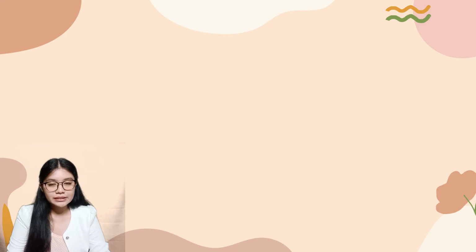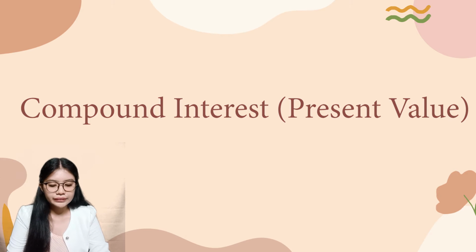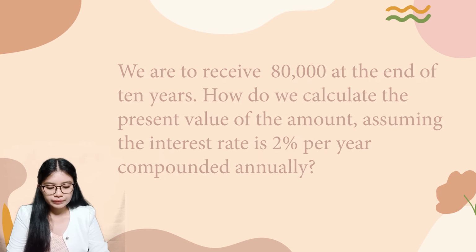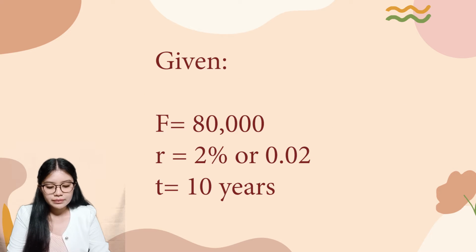Another example is the present value at compound interest. We are to receive 80,000 pesos at the end of the 10 years. How do we calculate the present value of the amount, assuming the interest rate is 2% per year compounded annually? Here are the given. F is equals to 80,000 pesos, R is equals to 2% or 0.02, and T is equals to 10 years.